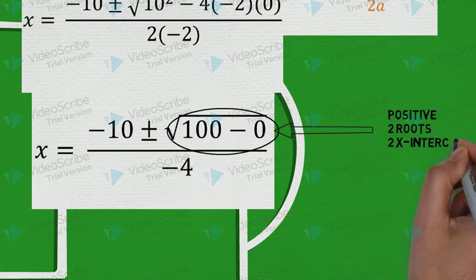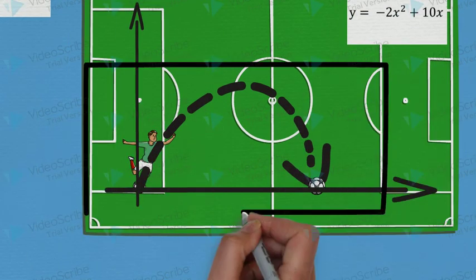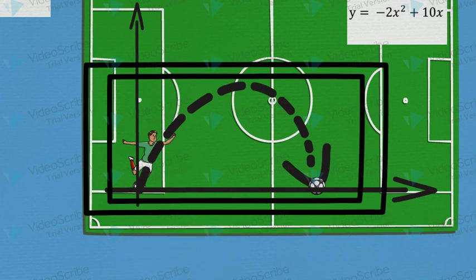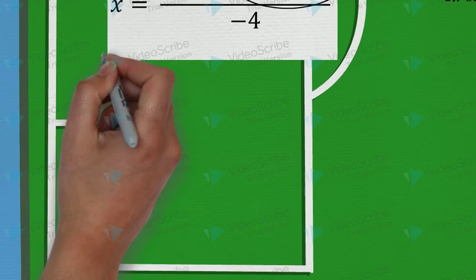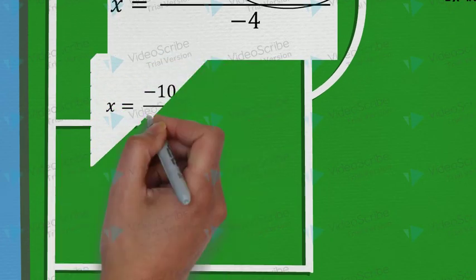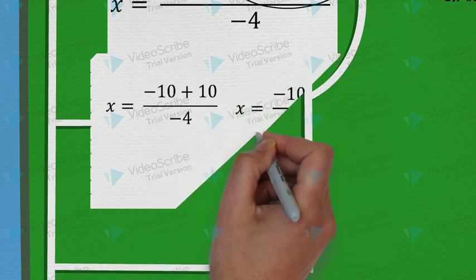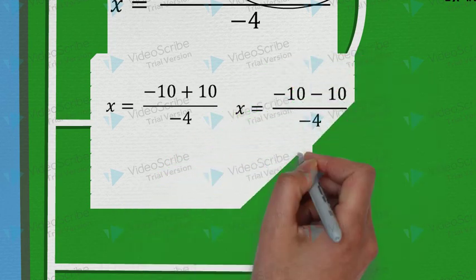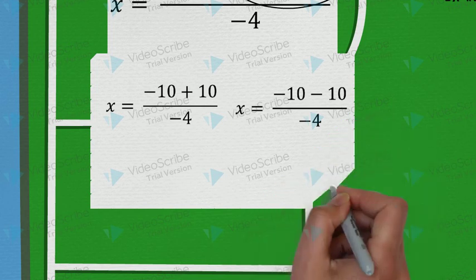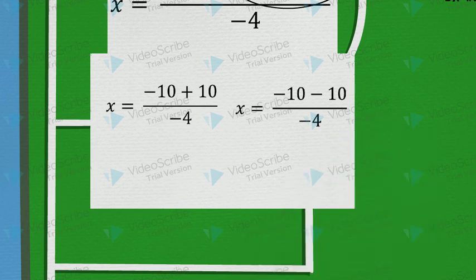This lets us automatically know that this particular function will have 2 x-intercepts, which should make sense because the ball was kicked from the ground and went up in the air and landed back on the ground, kind of like a parabola. Let's go ahead and finish the simplification. We have to split it up now. You should have negative 10 plus the square root of 100 over negative 4, as well as negative 10 minus the square root of 100 over negative 4.